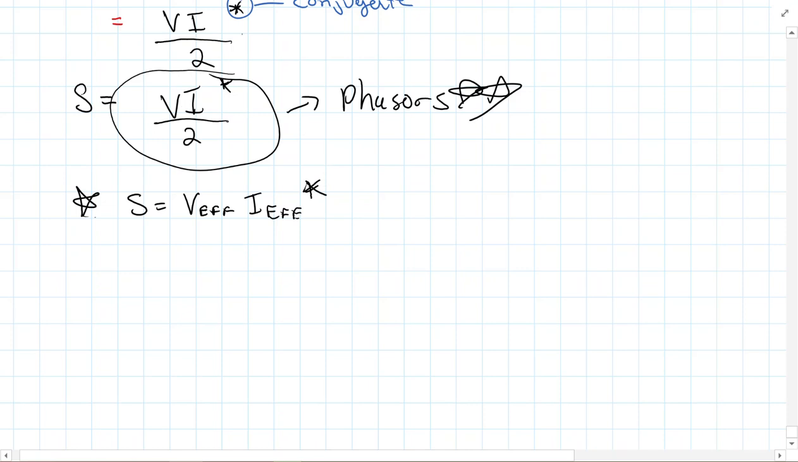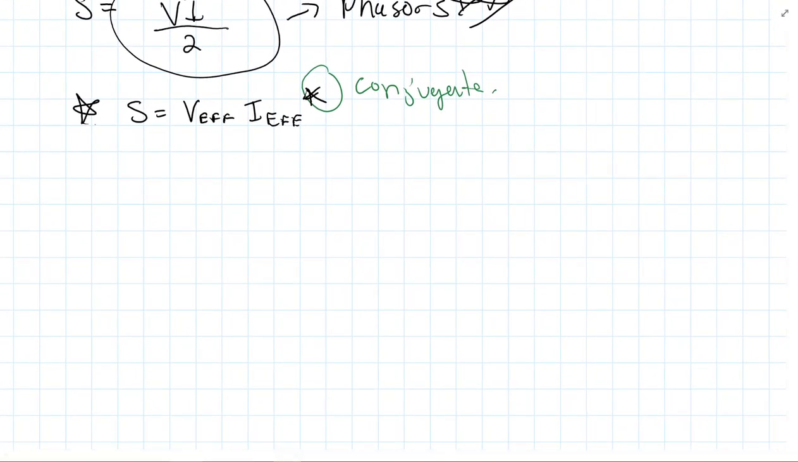Again, I just want to emphasize this little star here means conjugate. Now this goes even further because we know all of our impedance studies here, that V effective is equal to Z times I effective.